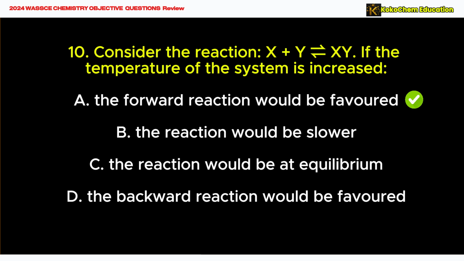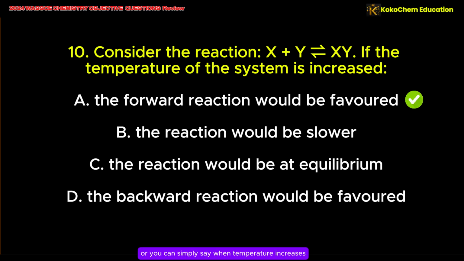Explanation: for an endothermic reaction, increasing temperature favors the forward reaction. Or you can simply say, when temperature increases, the reactant species gain more energy. This makes them more likely to overcome the activation energy and hence form more XY products. So the forward reaction is favored.